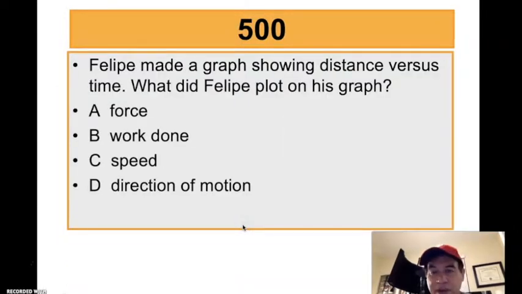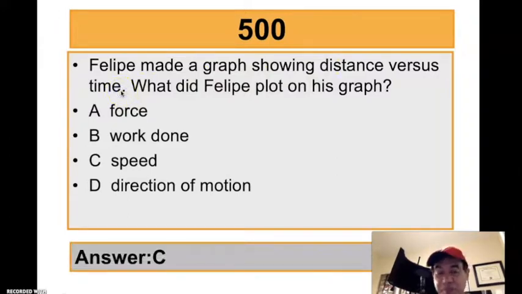Number 5, Felipe made a graph showing distance versus time. What did Felipe plot on his graph? Was it force, work done, speed, or direction? Notice you're looking at a graph showing distance versus time. You're probably thinking, well, where's the graph? Well, it's distance versus time. So what do you remember? It's going to be C, speed.